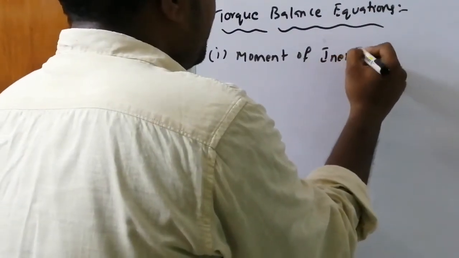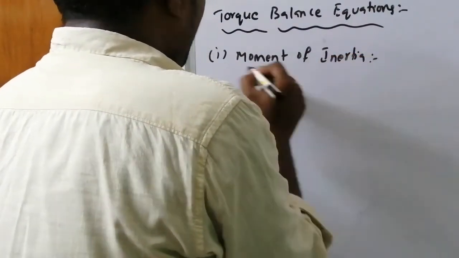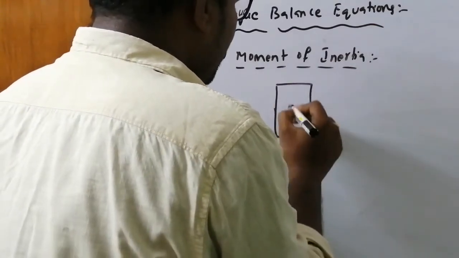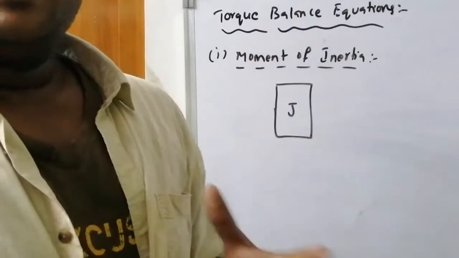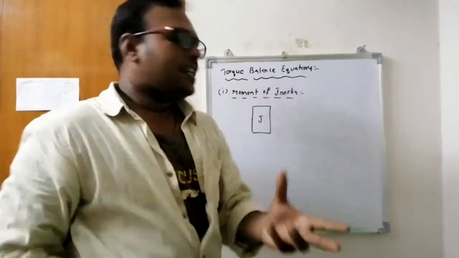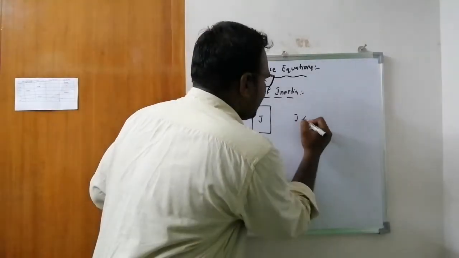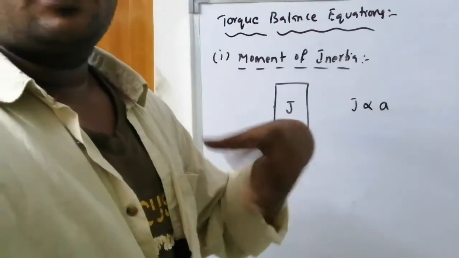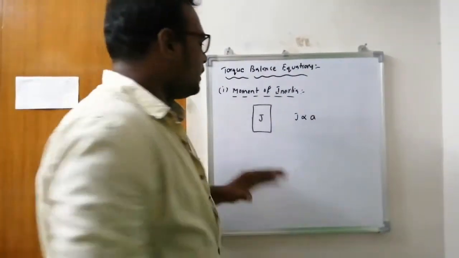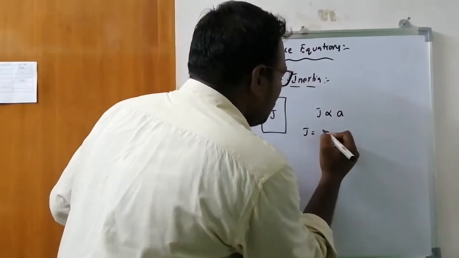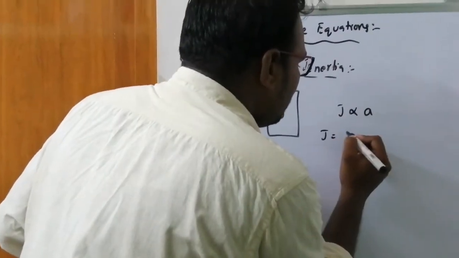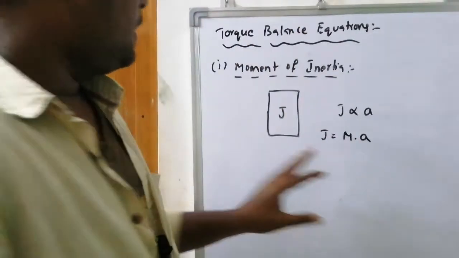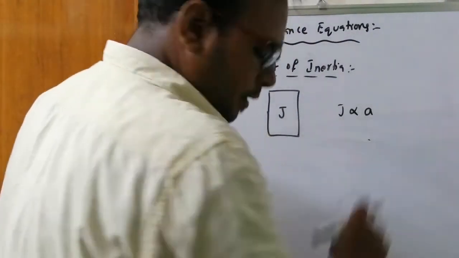Consider an ideal moment of inertia represented as J. So this J is directly proportional to the angular acceleration. To remove the proportionality, we are going to add a constant. Okay, sorry, let me pause.